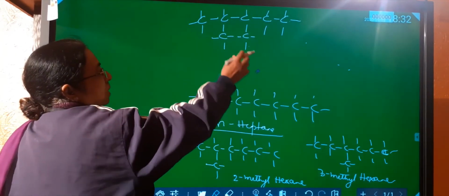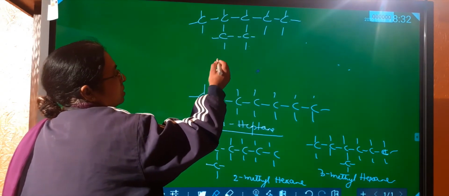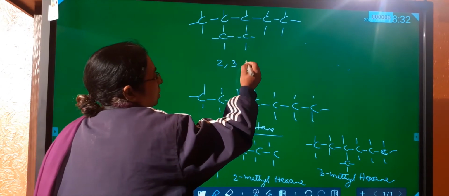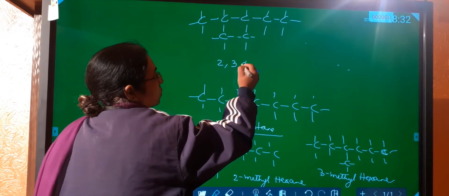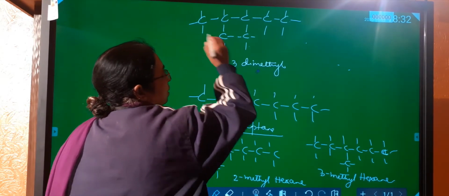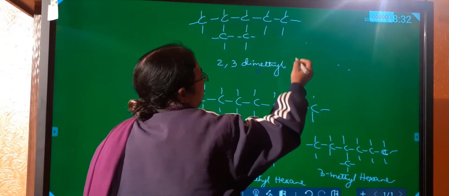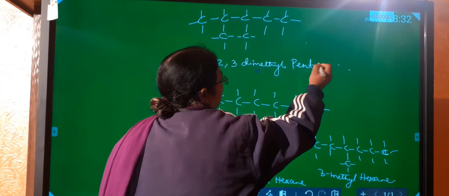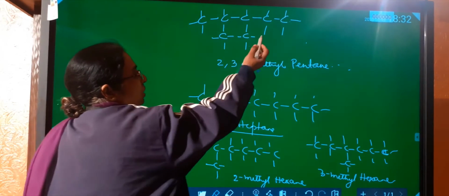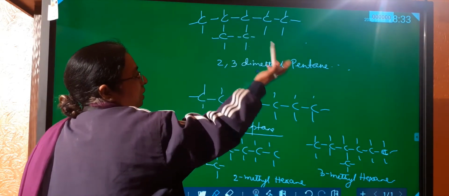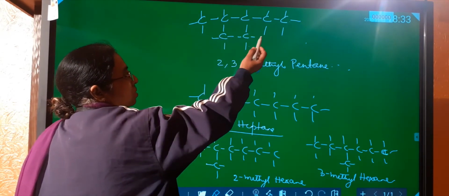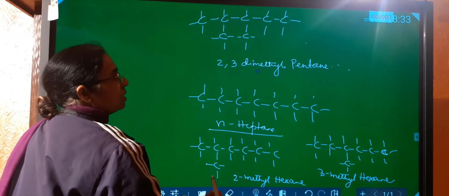Alright, so what will be the name for this? This will be 2 and 3. Since there are 2 methyl groups, we will write dimethyl, and the parent name will be, with carbons 1 2 3 4 5, pentane. So if I draw over here or this and this, again the name will be the same. If I draw this and this, it will be the same name.